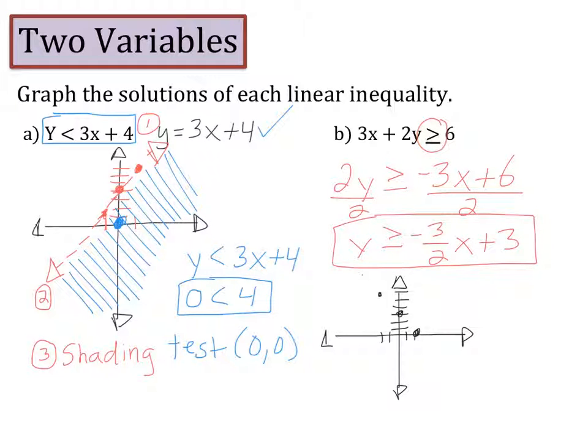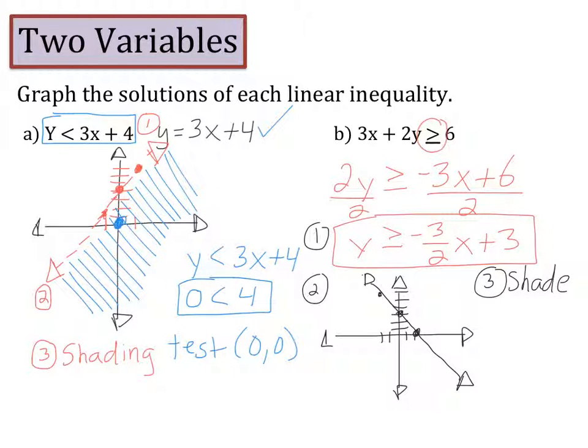Now this is a greater than or equal to, so I will draw a solid line through these points. Okay, so this was step 1. Step 2 is graphing it, and our third step is to figure out the shading.